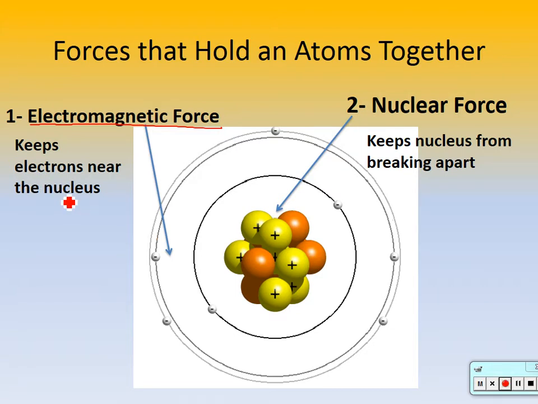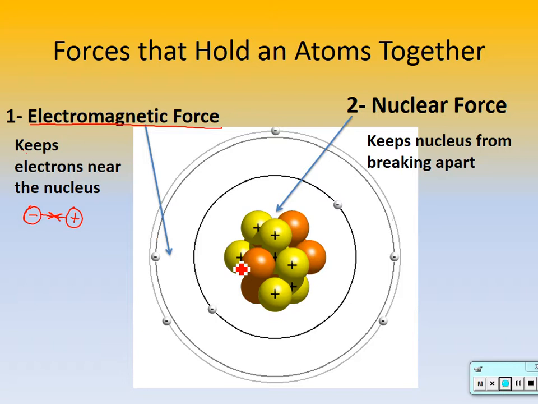The electromagnetic force keeps electrons near the nucleus. How does it do that? Well, electrons are negative, and in the nucleus there's protons, which are positive. Is there an attraction there, guys? Or do they repel? Opposites do what? Attract. So that's what the electromagnetic force is, this force of attraction between oppositely charged particles. That's what's holding these electrons near the nucleus. Otherwise, they'd just be free to fly off. Okay, so that's one force that's holding the atom together, the electrons near the nucleus.